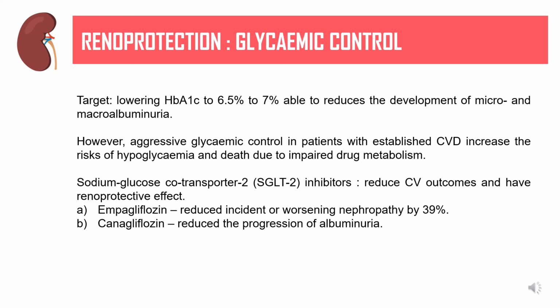However, aggressive glycemic control in patients with established CVD increases the risk of hypoglycemia and death due to impaired drug metabolism. The best antidiabetic that can be used for glycemic control is the sodium glucose cotransporter 2 or SGLT2 inhibitors, which have been proven to reduce the cardiovascular outcome and have a renal protective effect. Empagliflozin has reduced the incidence of worsening nephropathy by 39%, and canagliflozin is able to reduce the progression of albuminuria.